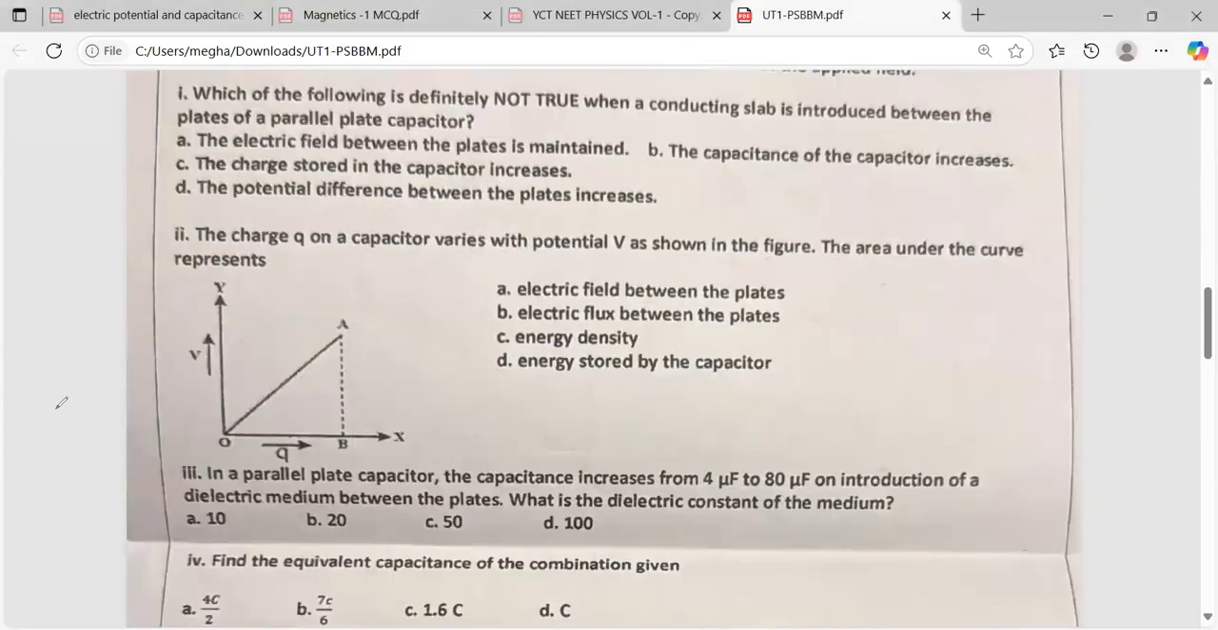Here the charge Q on the capacitor varies with the potential as shown in the figure. The area under the graph is half into base into height. So that's equal to half into Q into V. That's equal to energy. So D is the option.